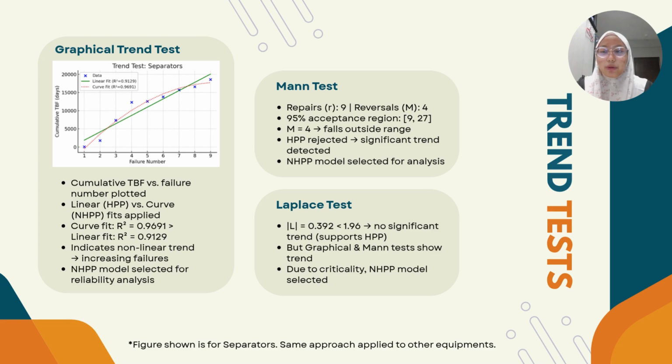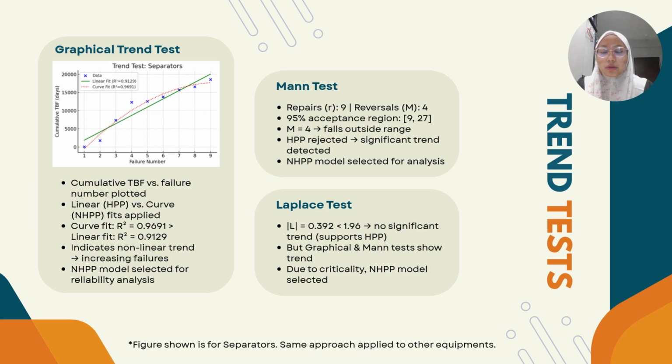For all equipment, we perform three trend tests to evaluate the failure behavior over time: the graphical trend test, the Mann test, and the Laplace test. For example, starting with the graphical trend test, we plotted cumulative time between failures against failure number. A second order polynomial fit representing the NHPP model gave an R-squared value of 0.9691, higher than the linear HPP fit at 0.9129. This suggests a nonlinear trend indicating increasing failure frequency or system degradation.